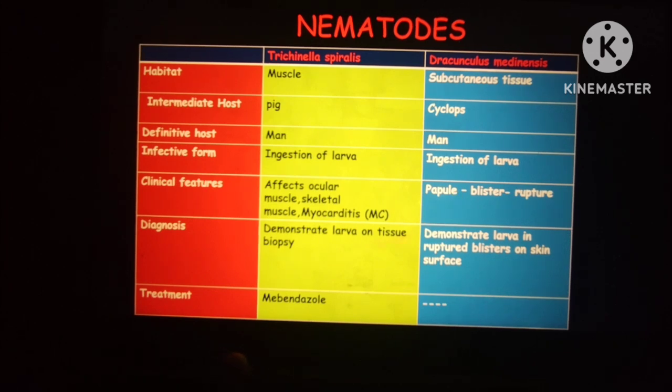Okay, so you can demonstrate the larva in Trichinella spiralis, and here a famous technique called the matchstick technique for Dracunculus. They take a stick and roll the worm over it to remove the worm from the site. So treatment here is mebendazole. Okay. Another point: Dracunculus medinensis has been eradicated from the world. Okay.